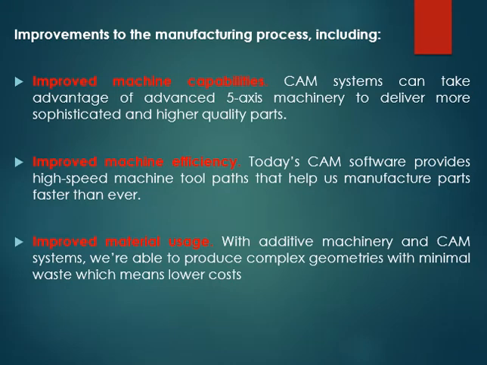Next, what are the improvements that we face when using CAM software? First one is improved machine capabilities. That is, by using CAM software, we incorporate the software directly with the machines. We are using high-end machines like 5-axis machines, so it gives accurate machining and gives quality parts. Okay, so it improves the machinability properties.